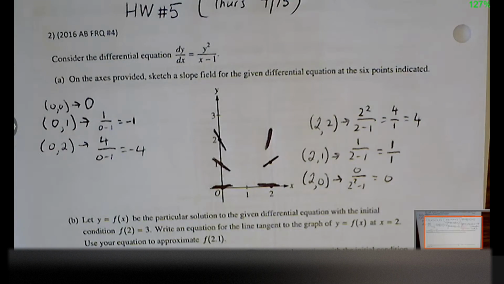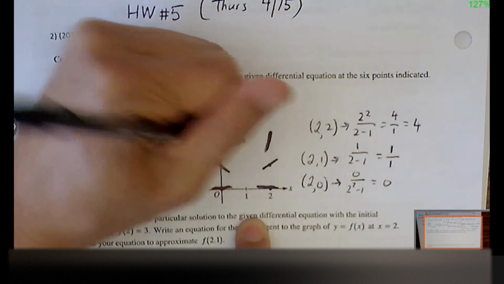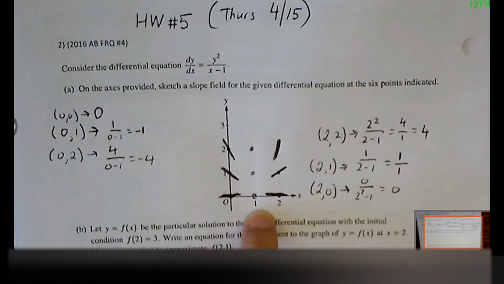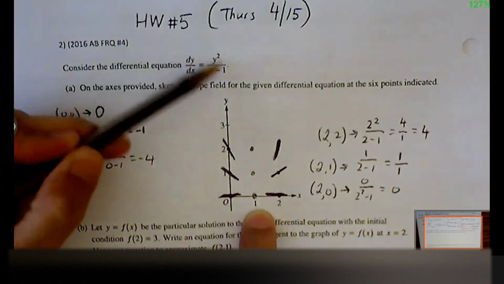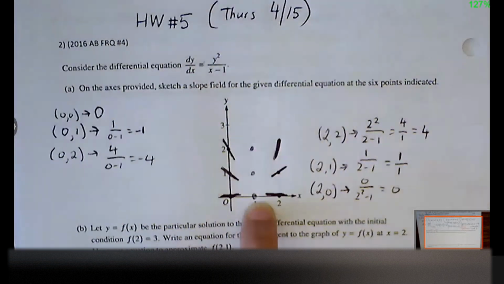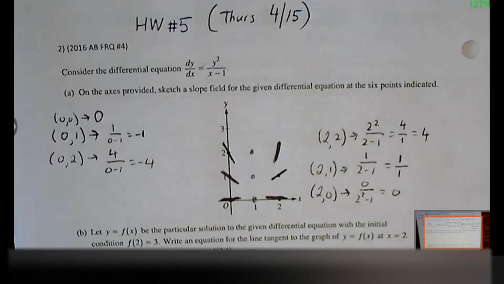And if you get undefined, then you leave it empty. For instance, let's say there were dots at 1, 0, 1, 1, and 1, 2. If you enter them in here, you're going to get a value over 0, which is undefined. So if there were dots here, you would leave those empty.